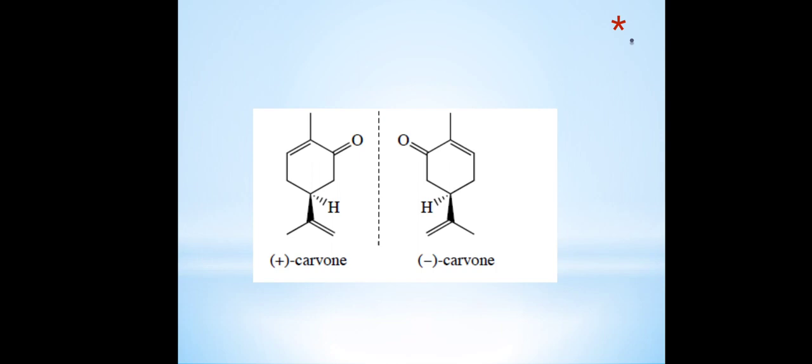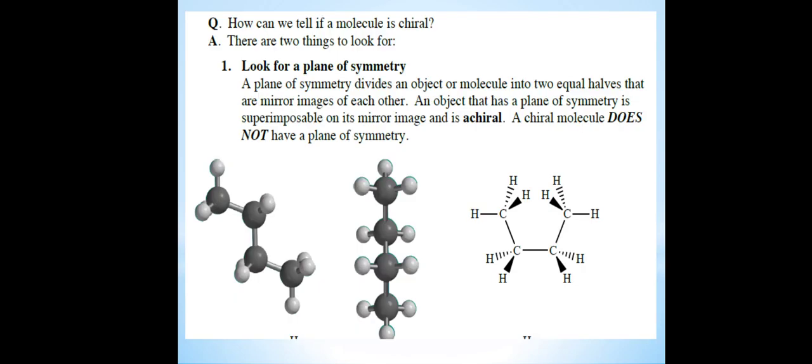This is the carbon. First carbon is plus and second carbon is minus. Here the R isomer and S isomer are there. Here there are two things to look for: the plane of symmetry. A plane of symmetry divides an object or the molecule into two equal halves that are mirror images of each other. An object that has a plane of symmetry is superimposable on its mirror image and is achiral. A chiral molecule does not have a plane of symmetry.